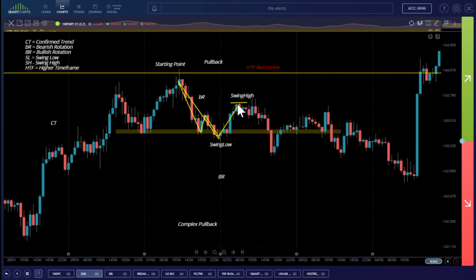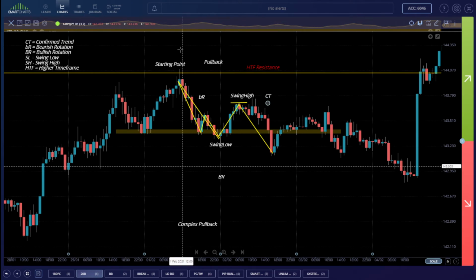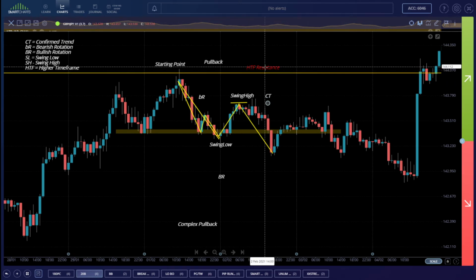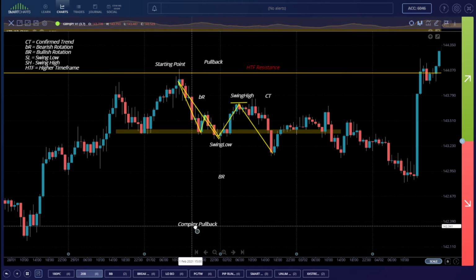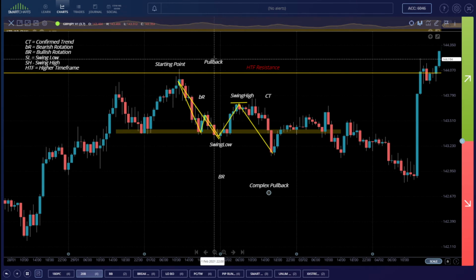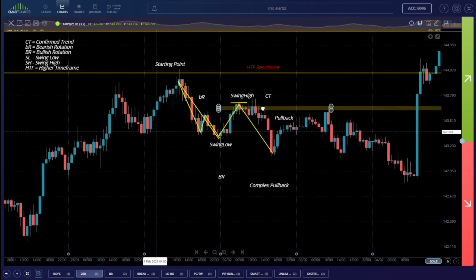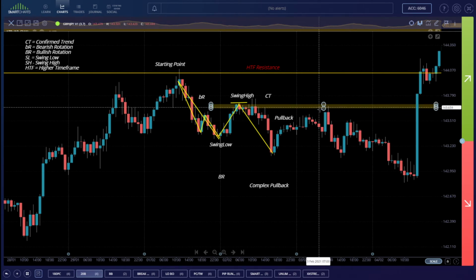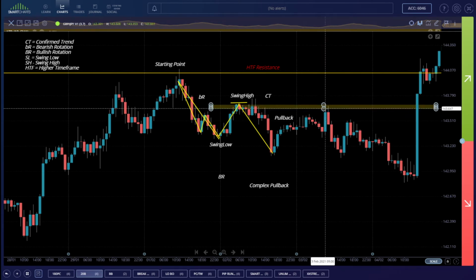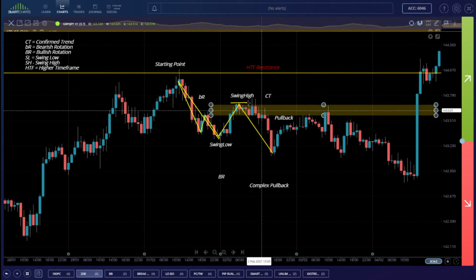From the swing high, if we break the most recent swing low, now we've got a confirmed trend to the downside, coming off of higher time frame resistance. Price comes back and makes a regular pullback into our most recent swing high. Okay, most recent swing high.